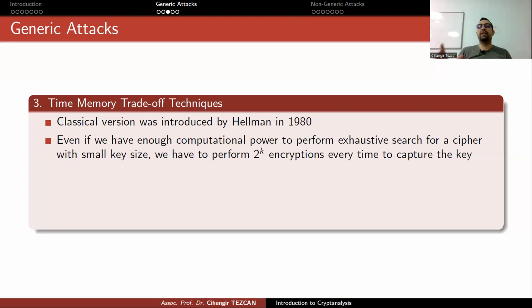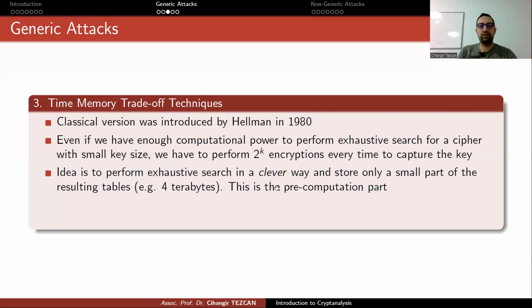So the question is, can I perform this attack once, then store some of the results so that in the following attacks, I can do it in real time with negligible time, memory and data? Okay. The answer is yes, and this is the time memory trade-off attack. But don't forget that I have to do more operations than exhaustive search as a pre-computation.